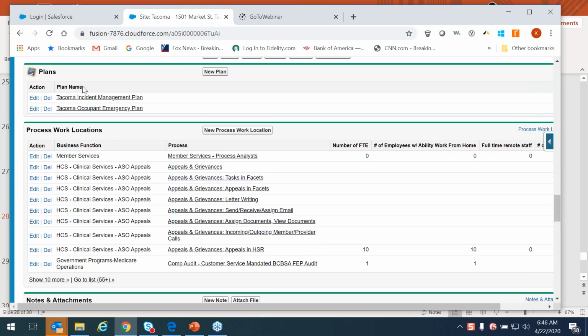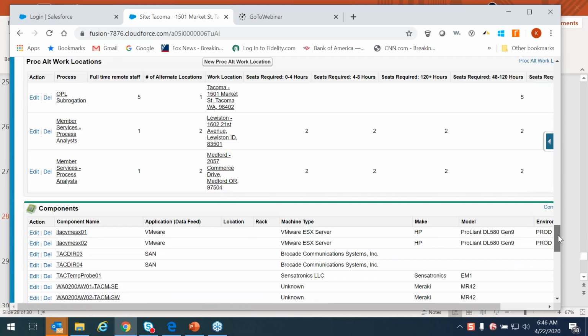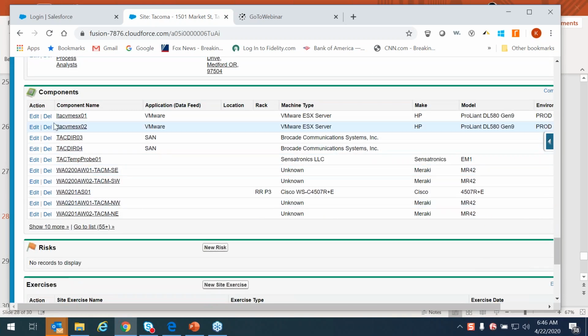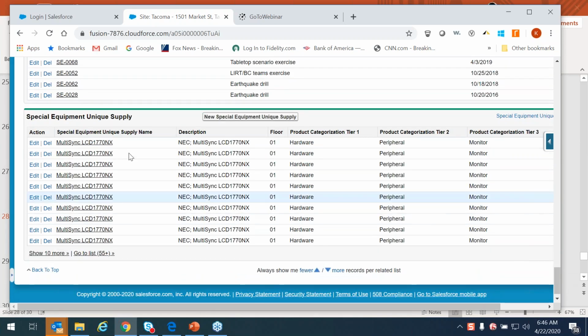Here's our plans that we have identified with the site. We have an incident management plan, which is our local incident response team plan, our occupant emergency plan, which is our blue alert team plan. And here we go. Here's all the business processes that are operating within that site. Here's the alternate work locations. Here's all the physical hardware components that we have living in that site. So a bunch of servers and network gear, et cetera. Here's some exercises we've conducted in that site, and then some miscellaneous equipment that also was located in that site.